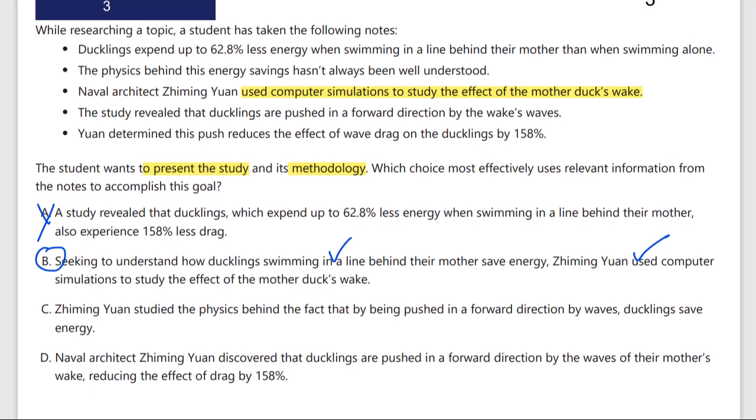Yuan studied the physics behind the fact that by being pushed into a forward direction by waves, ducklings save energy. That's a finding. D, naval architect discovered that ducklings are pushed into forward motion by the waves of the mothers. That is a finding again. So again, wrong answer choices will include the other aspects of the study, not the conditions you need for that problem.